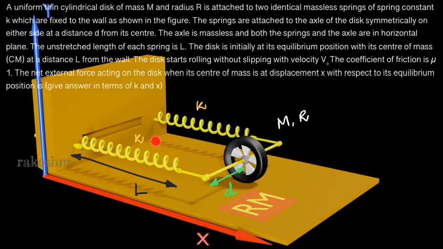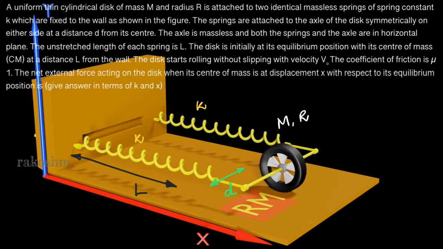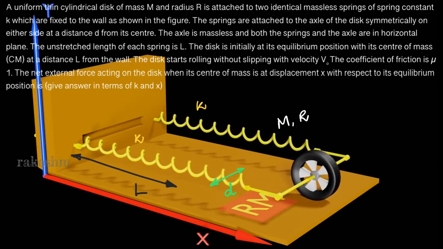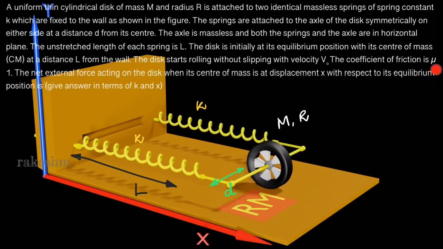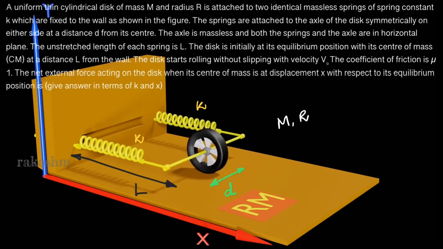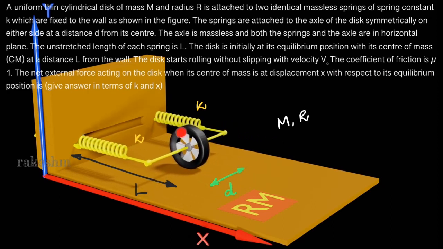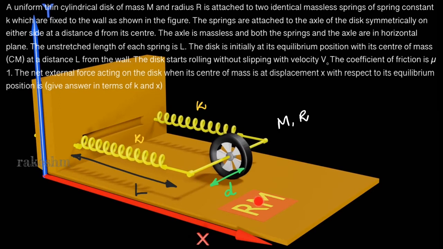So initially this disc here is in equilibrium and its center of mass is at a distance of capital L from the wall. Next, the disc starts rolling without slipping with a velocity v0 i-cap. So he has given i-cap here. So this disc starts rolling along the positive x direction. Next, the coefficient of friction is mu. So he's saying the coefficient of friction between this disc and the floor is mu.